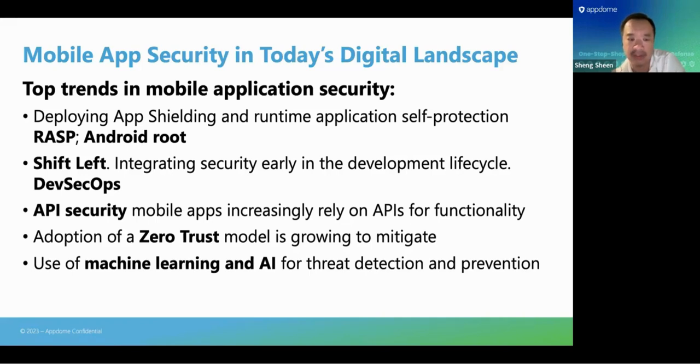API security remains a top concern, especially with the increasing reliance of mobile apps on APIs for functionality, right? Especially connecting to the backend, accessing that data. So these types of vulnerabilities and data leaks can occur through APIs, which can certainly pose a significant threat. So it's crucial for organizations to implement robust measures to secure their APIs.